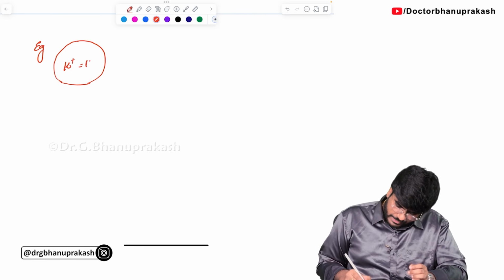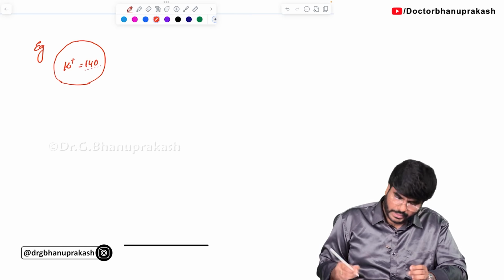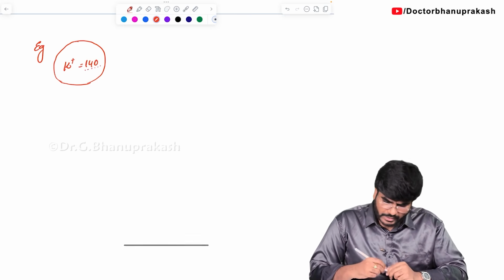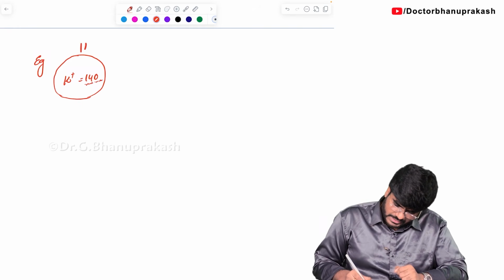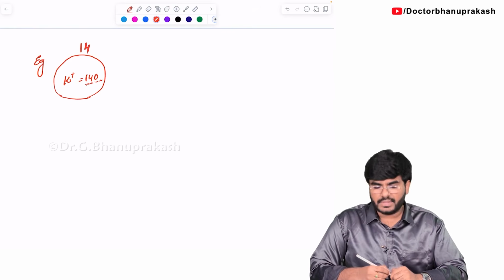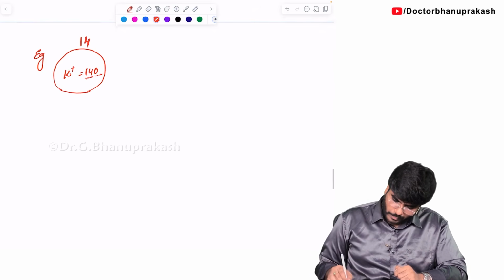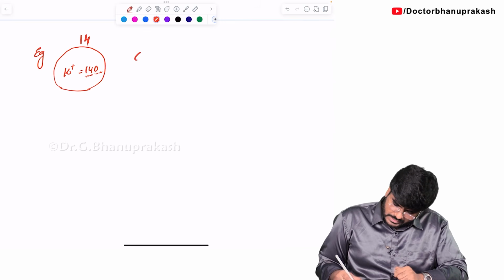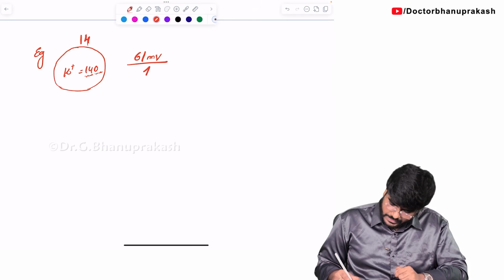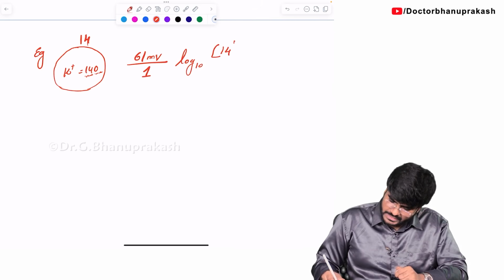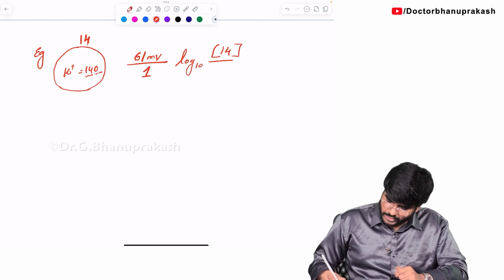Potassium, let's say 140 millimoles per liter inside the cell. Outside the cell, the concentration is 14 millimoles per liter. Now, according to our formula, that is the Nernst equation, 61 millivolts divided by Z. What is the valency of potassium? Potassium is a positive charge, so plus 1, divided by 1, into log base 10 of the concentration of the ion outside the cell divided by the concentration of the ion inside the cell, that is 140.